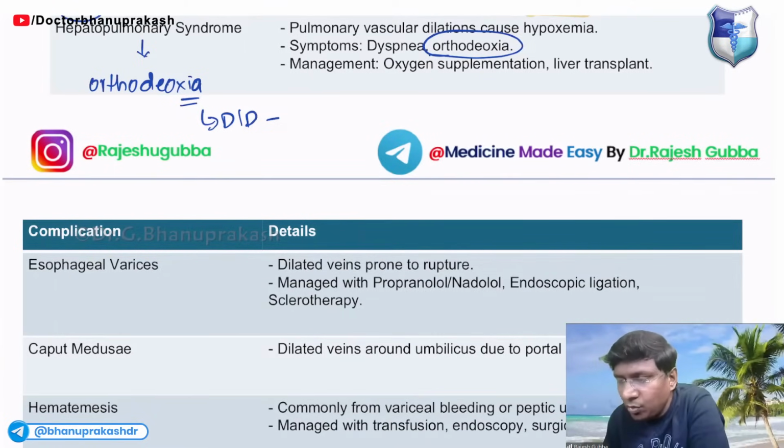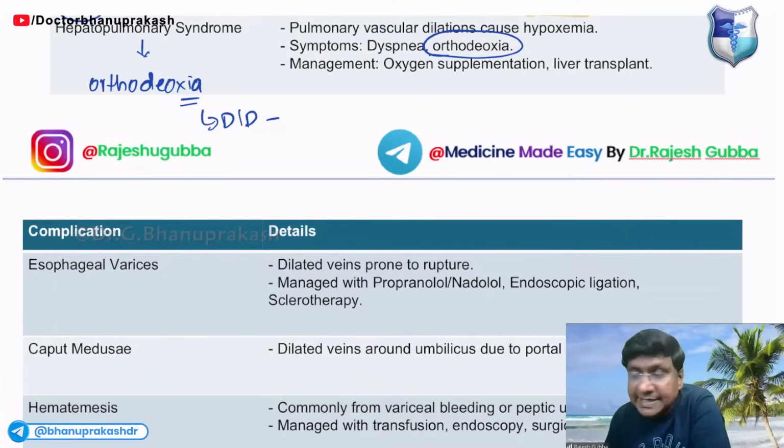Yeah, see, overall, what is the most common cause for cirrhosis of liver? Overall, the most common causes for cirrhosis of liver are alcohol and viral hepatitis. These two are the overall most common causes, right?